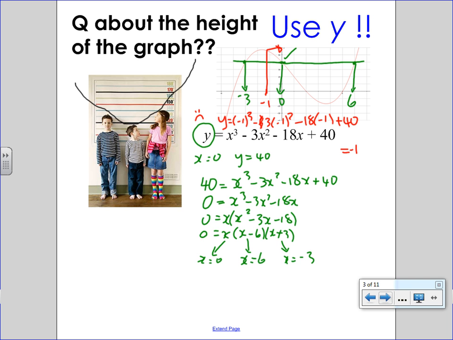Minus 1, minus 3, you're right. Add 18, add 40. 54? So that's 54. So this coordinate here is minus 1, 54. And 54 is the height of the graph at that point, the y coordinate corresponding to the x coordinate. So height is all about y and x, basically.